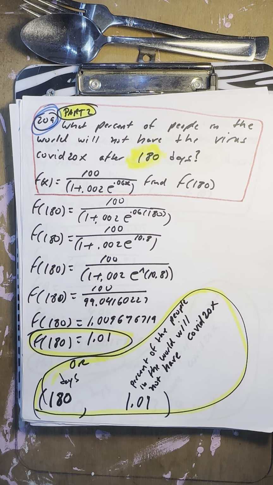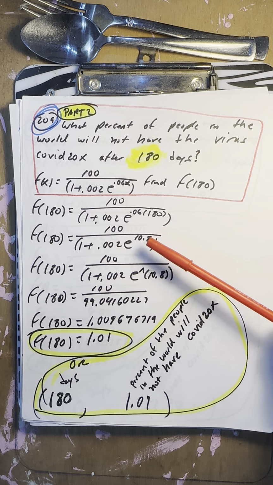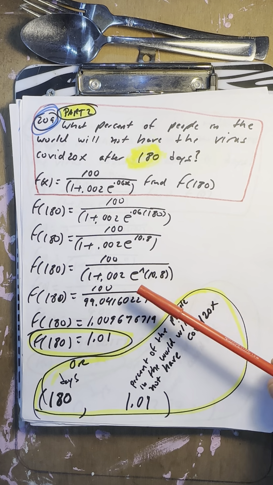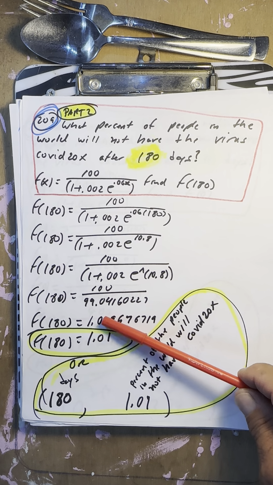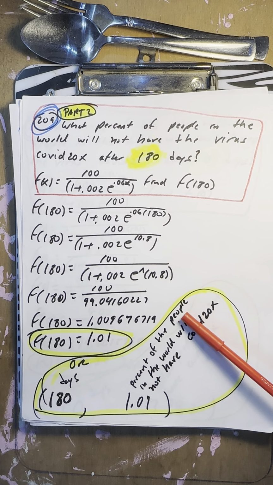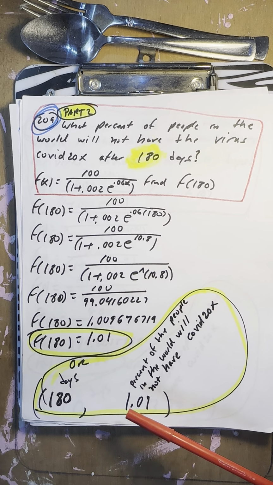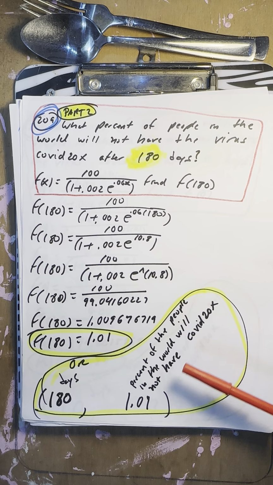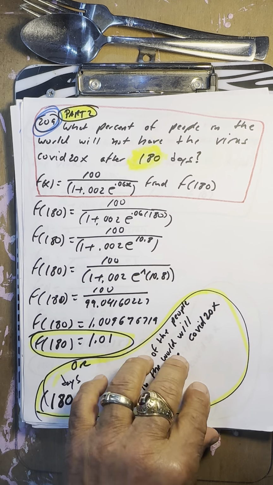How many more? What percent of people in the world will not have the virus COVID-20X after 180 days? 180 days go by. This is this number, e to the power of that. All this in the calculator gives me 100 divided by this. Divide those two numbers. What? 1.0 that or 1.01? All right. So in 180 days, what happened? Only 1.01% of the people in the world will not have the COVID-20X virus. What? In 180 days? Yes, 180 days. 1.01% of the people in the world will not have COVID-20X virus.